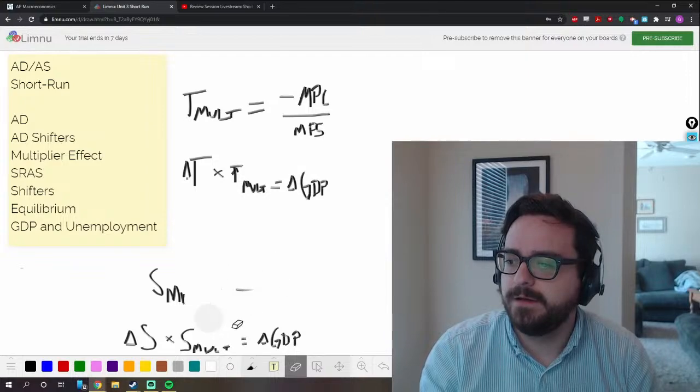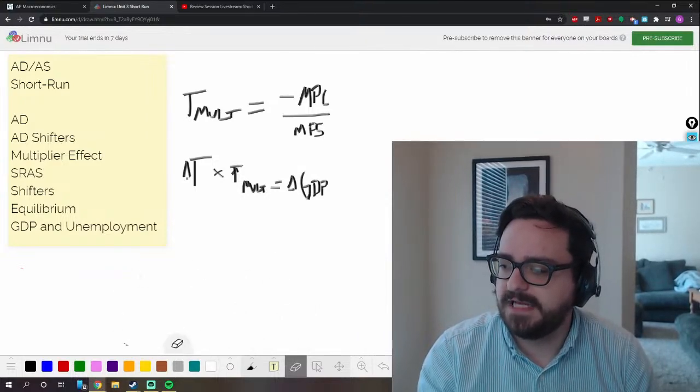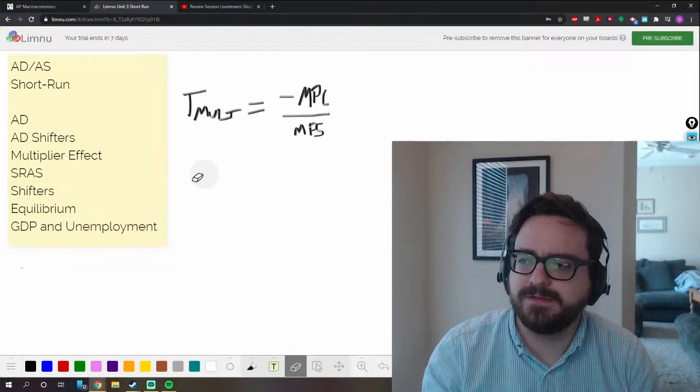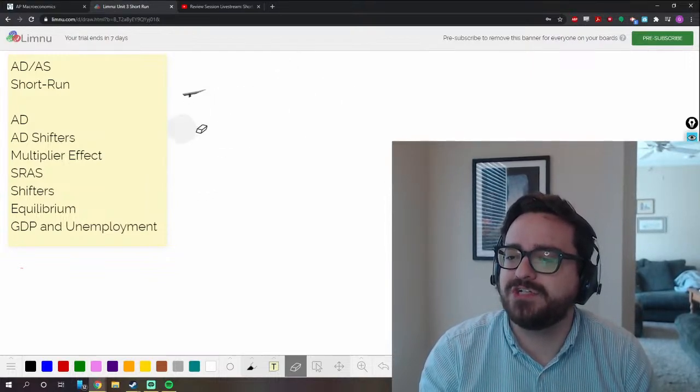Okay. So that's it for the multiplier stuff. That was the mathy thing here in Unit 3. That was like the only real bit of math. All right, aggregate supply, short run.